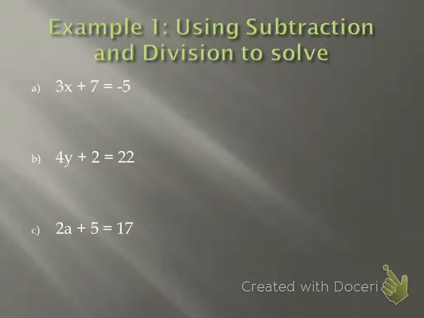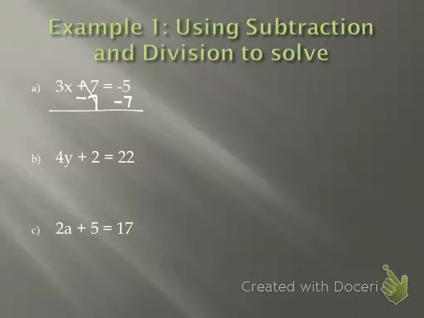In example 1, we see 3x plus 7 equals negative 5. The first thing we want to do is work with the side that the variable is on, and we need to first move the numbers that are not connected to our variable to the other side of the equation. So how can I get rid of positive 7? I can subtract it. Subtract 7, whatever I do to one side, I have to do to the other.